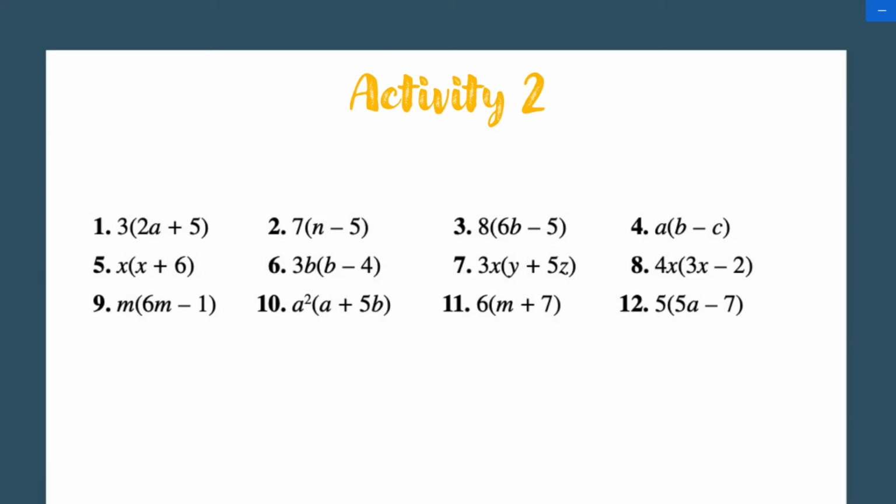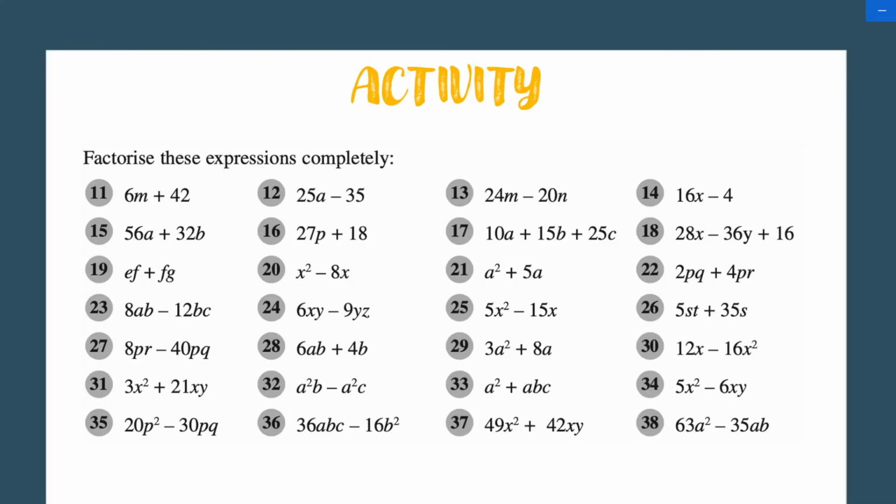Okay, so next activity is this one. Basically, now you have the whole freedom to factorize by whatever you like. Okay, so pause this and spend a few good minutes. This should take you like 15 to 20 minutes to do in your book. Just make sure you number them so you know which question goes with which answer when you mark the answers after that. Okay, so pause the video and get to work.